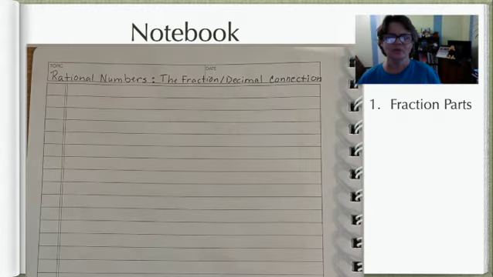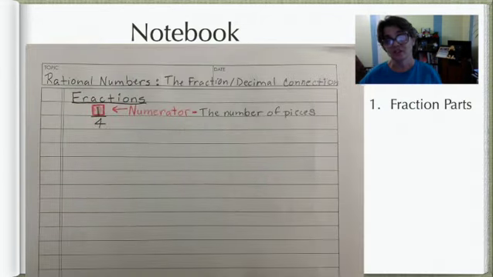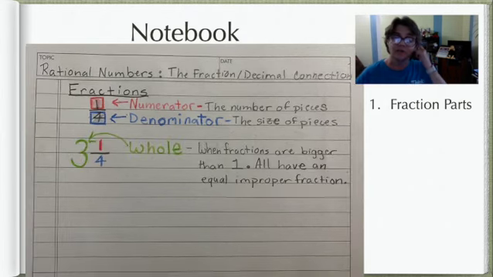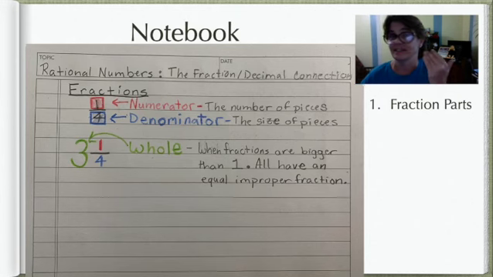First thing is a quick review of fraction parts. You have the numerator, which tells you the number of pieces. You have the denominator, which tells you the size of the pieces. And then occasionally you'll have a whole number, and when fractions are bigger than 1, then you will have a whole number. Every mixed number also has an improper fraction that it's equivalent to.